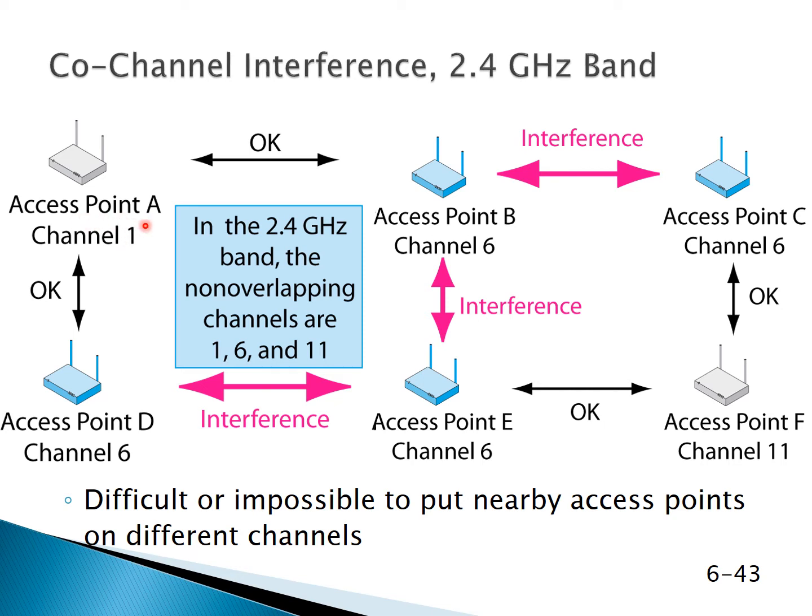For example, if access point A is using channel 1, then the nearby access point should use channels that are non-overlapping. So we may be using channel 6 here for access points B and D, right? And then ideally, maybe we should use channel 11 here, right? But suppose we are also using channel 6 here instead of channel 11, then these two will have interference, right? And say if access point F is using channel 11, and C is using channel 6, this one is okay, but then there is also interference here, right? So normally it's quite difficult or impossible to make sure that all your nearby access points are on different non-overlapping channels.